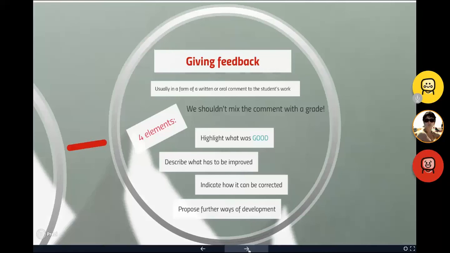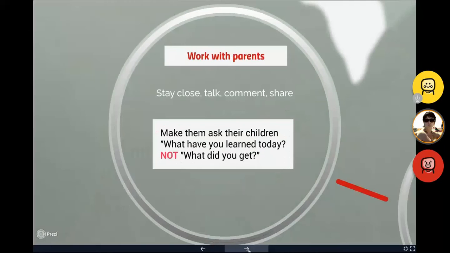Another area that we have to concentrate on is also work with parents, because as I said at the very beginning, we are all ex-students and we come from traditional schools and we were assessed in a summative way, and this is it, and it also concerns the parents. And there is only one way we can overcome this difficulty. We should stay close, we should talk and comment and share. We should make them believe, maybe through a workshop or personal talks, that it really matters if they ask questions.